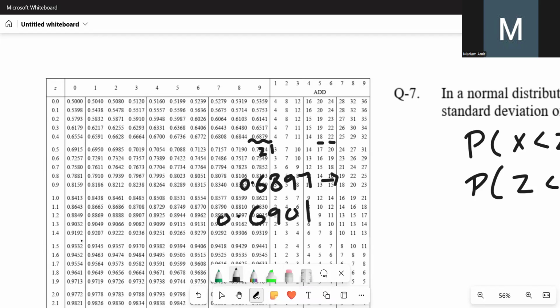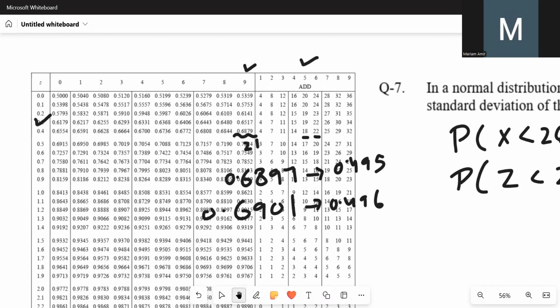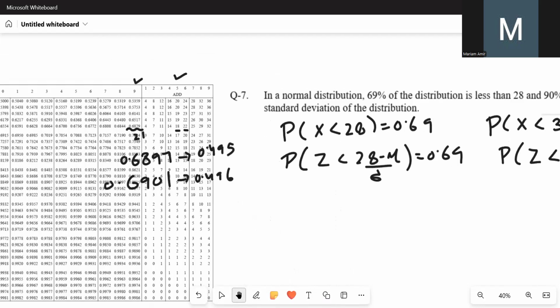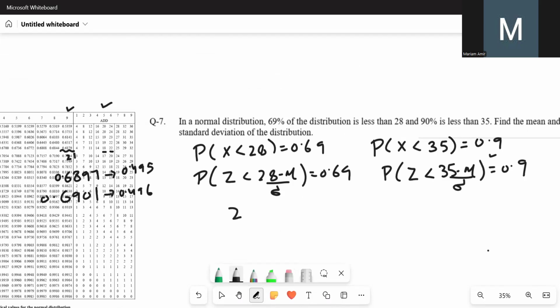So for this one, the z-score comes out to be 0.495. And for this one, the z-score would be 0.496. So the marking scheme is accepting both. So I'm going to use (28 minus mu) over sigma equal to, I'm going to use the bigger one, 0.496, because it's closer to 69% than the other one.